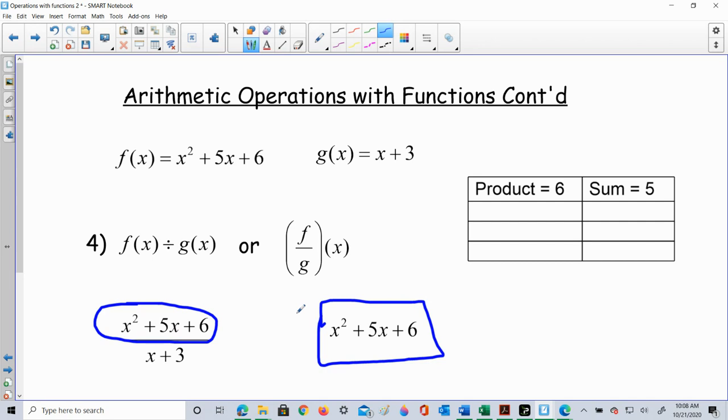The easiest way that I know to factor is to make a table like this. The first column in the table is the product. That means all of the numbers that multiply to be 6, all of the factors of 6. The second column is the sum of these two numbers. So what do we get? You would start with 1. Everything's positive here, so I don't have to worry about negatives. So I have 1 and 6.